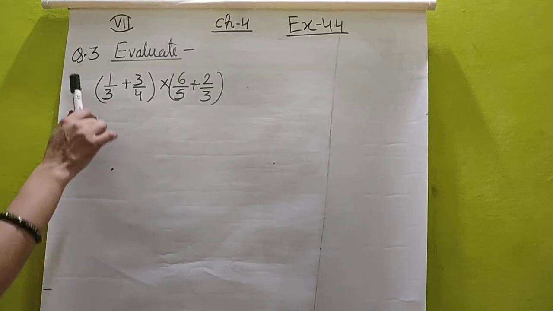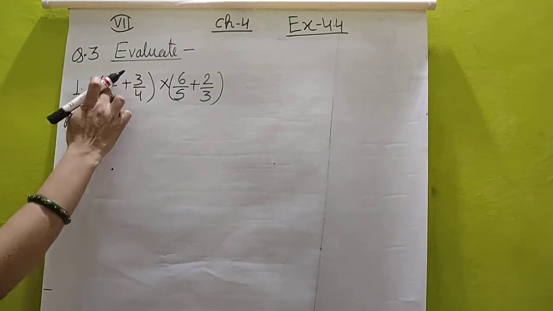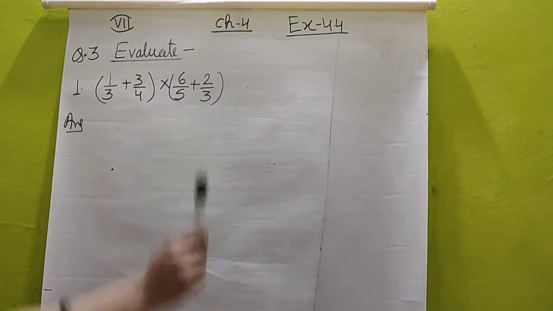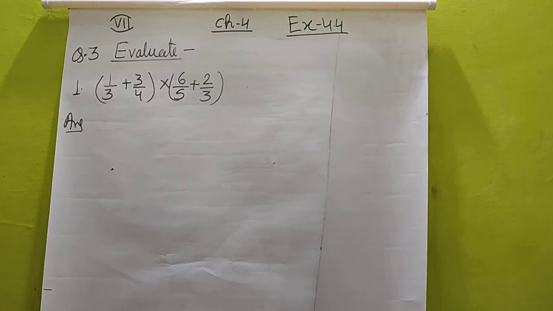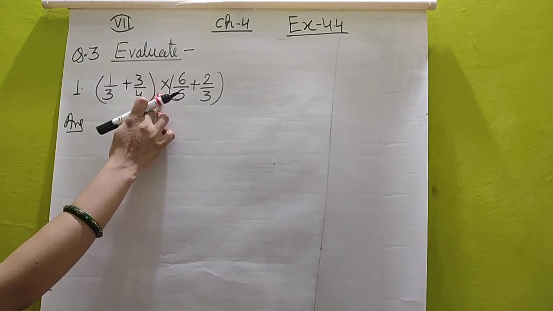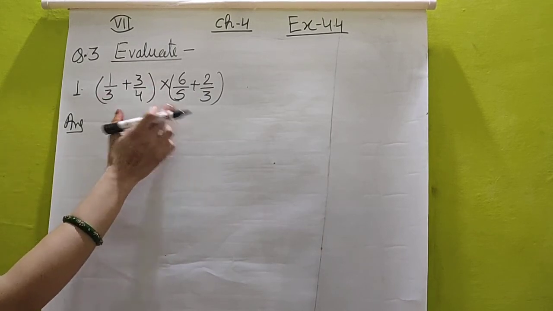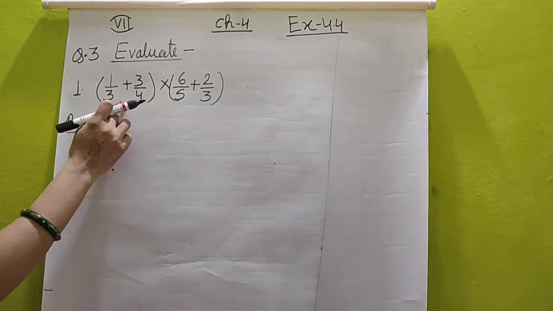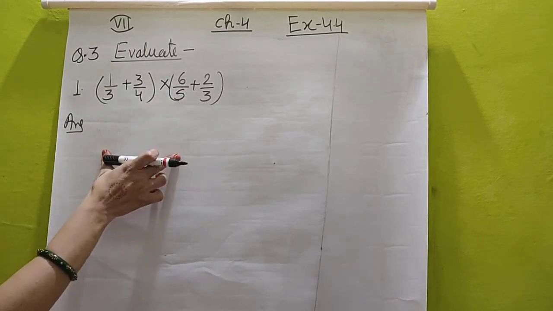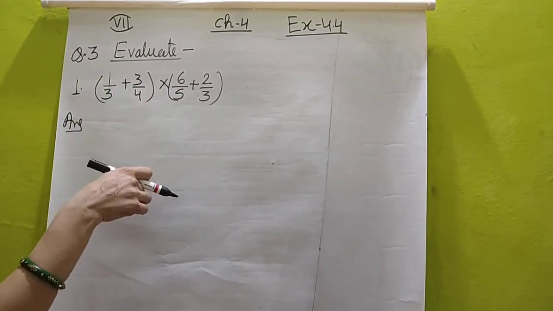Students, now question number 3. Evaluate (1/3 + 3/4) multiplied by (6/5 + 2/3). Here two brackets are given and between them a multiplication sign is given. As you know, when brackets are given in the question, first we solve the brackets. I will solve this bracket and this bracket separately, and afterwards I will do the multiplication.